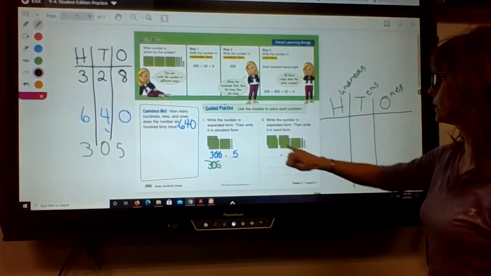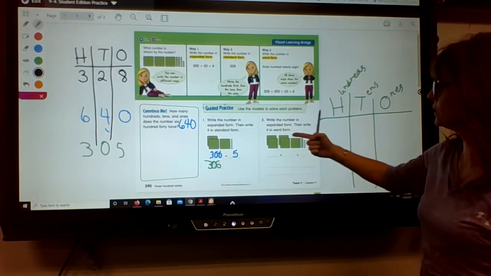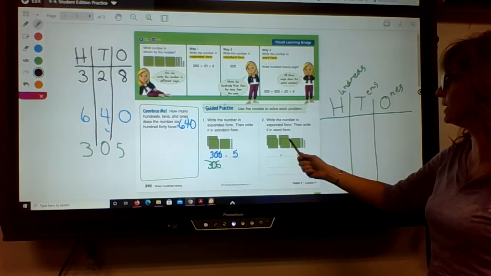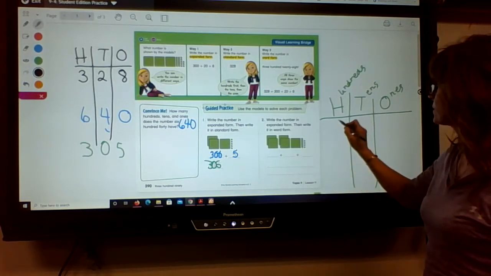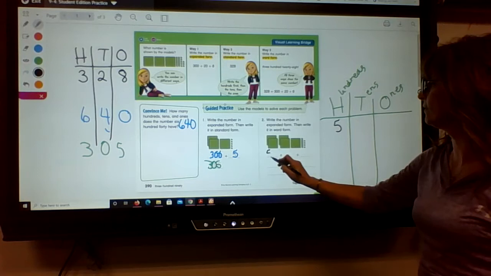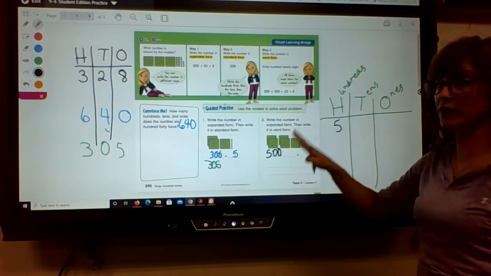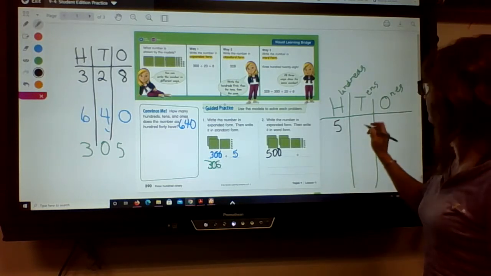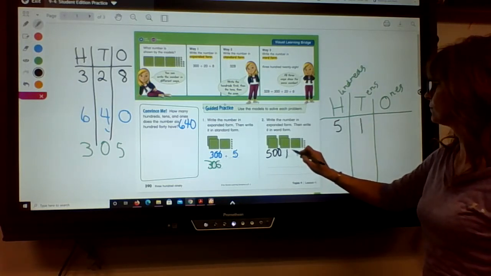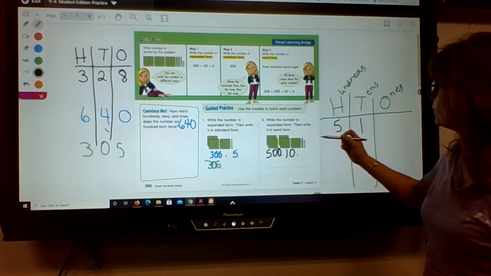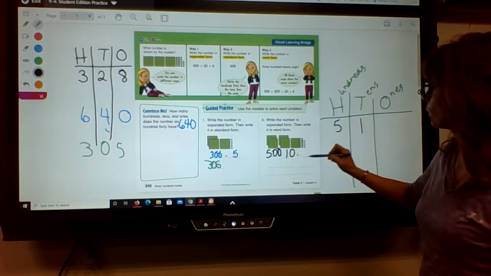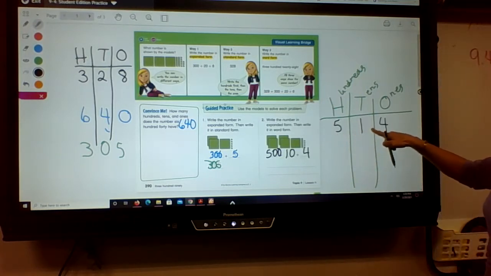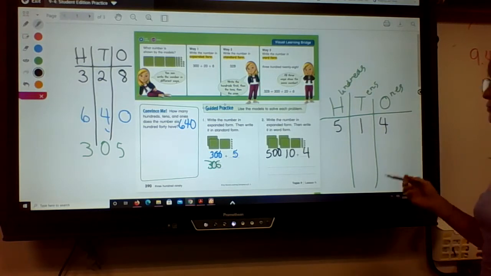So let's count our hundreds. We have 100, 200, 300, 400, 500. 1, 2, 3, 4, 5. I'm just going to put that here so I know. So it's 500. Always start with the hundreds and work your way back to the ones. How many tens do we have? Well, we have 1 ten, which is worth 10. And how many ones? 1, 2, 3, 4. So we have 5 hundreds, 1 ten, and 4 ones. What's that read?